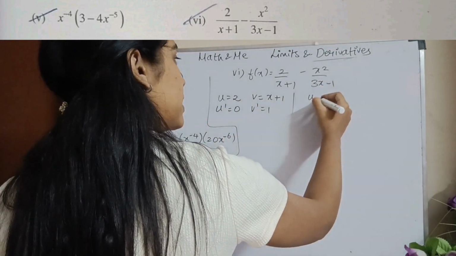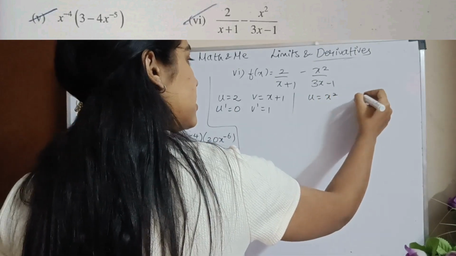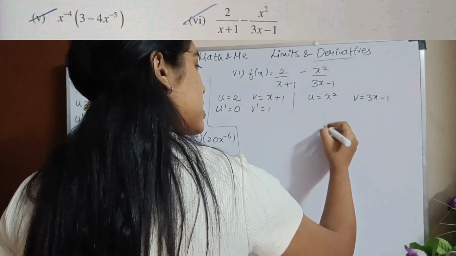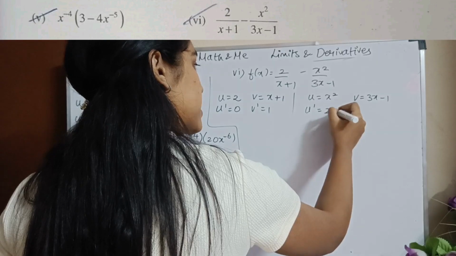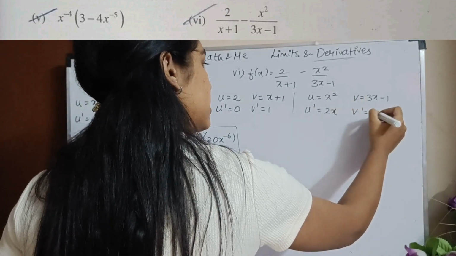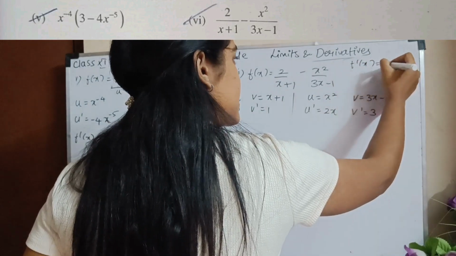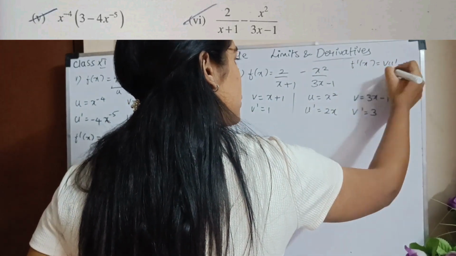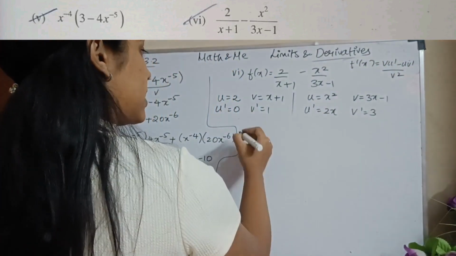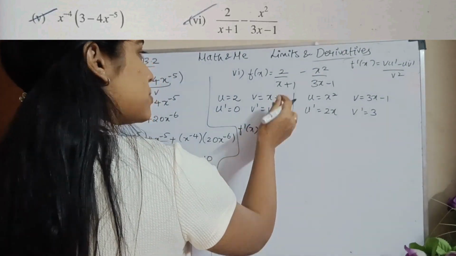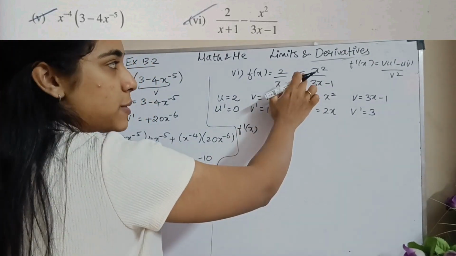For the second term, u equals x square, v equals 3x minus 1. So u dash is 2x, the power comes down. V dash is 3. Okay, so I have f dash of x is vu dash minus uv dash divided by v square. Correct? So now I have two different terms. This is one term and this is another term, split by minus.